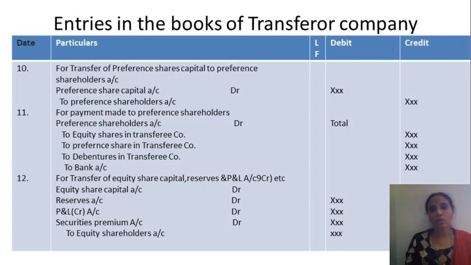So you transfer the whole amount. Equity shares you give to preference shareholders of transferor company, preference shares of transferee company to the transferor company, debentures of transferee company to transferor company. Hence, this entry should be passed. For payment made to the preference shareholders, the entry is preference shareholders account debtor to equity share in transferee company, to preference shares in transferee company, to debentures in transferee company, to bank account.